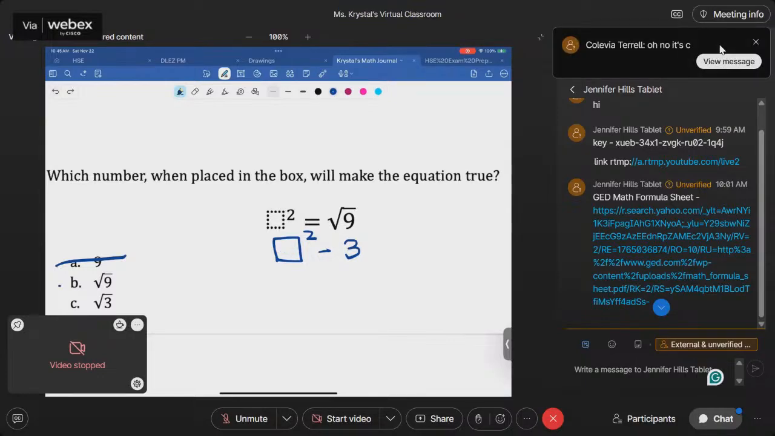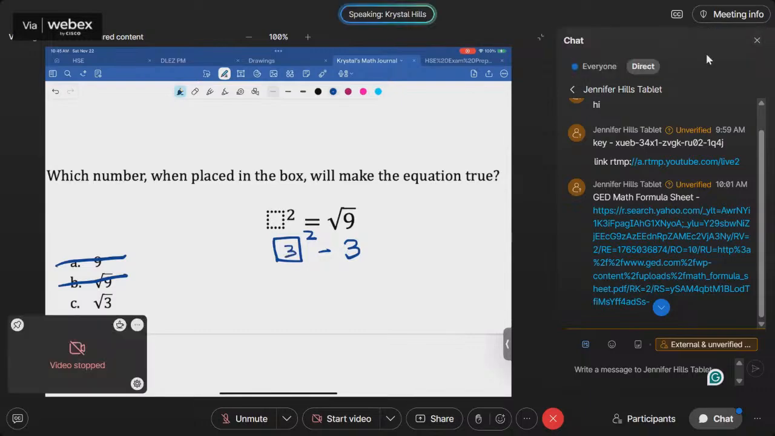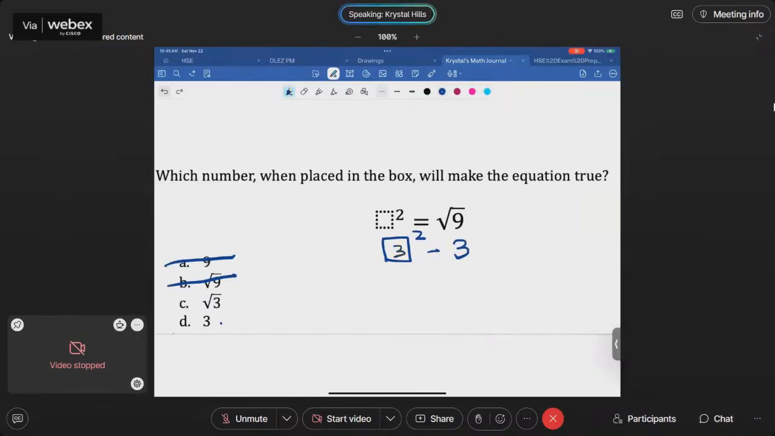That is not right. If we put, let's do D, if we put a 3 here, that's 3 squared. That equals 9. That is not what we're looking for. But if we put square root 3 here, it cancels out. That cancels out. We're left with 3. And C is our answer.